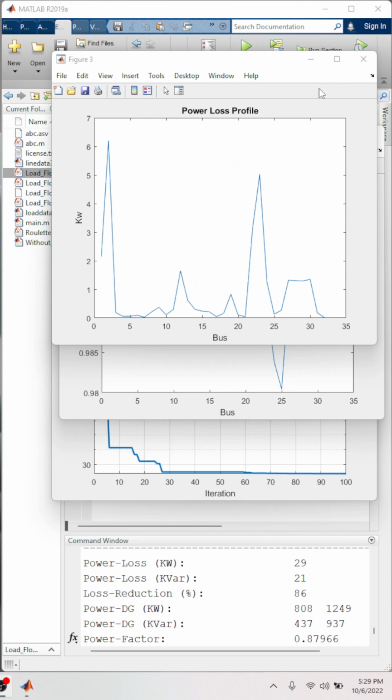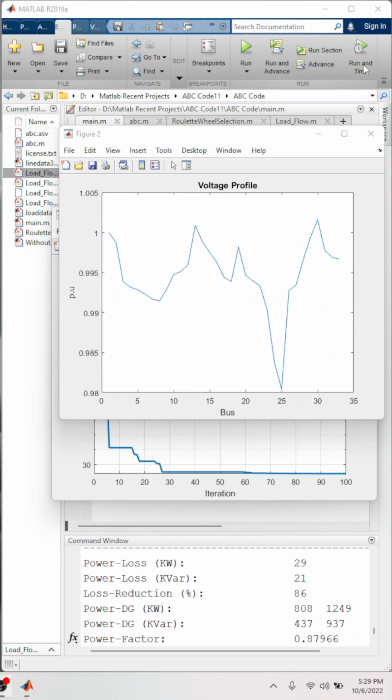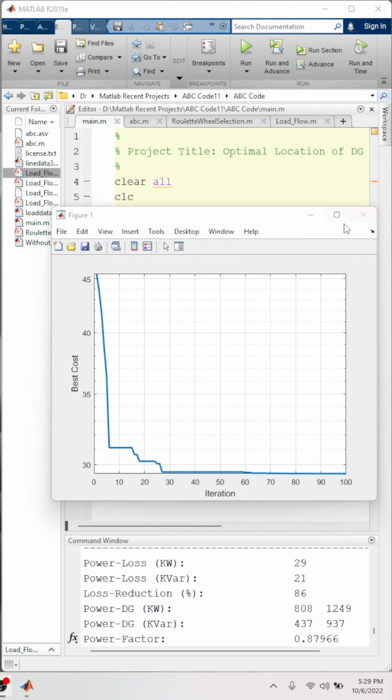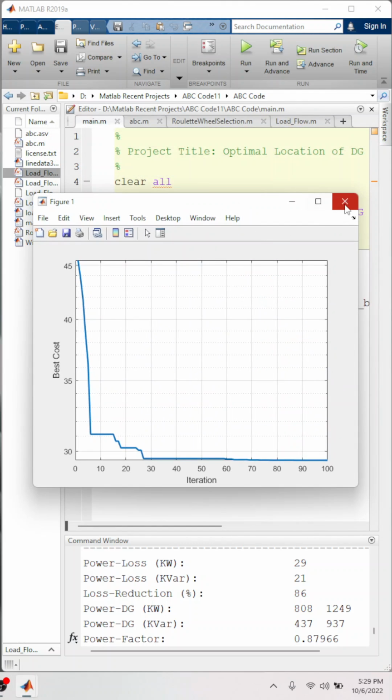After execution, the results are power loss, voltage profile, and convergence curve.